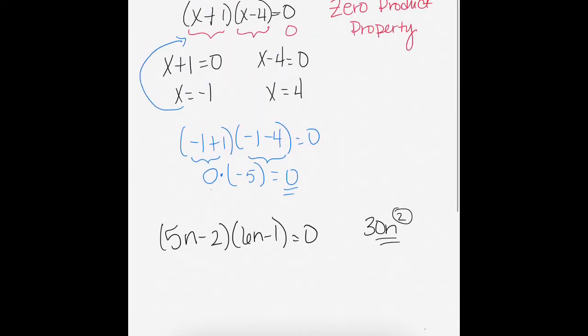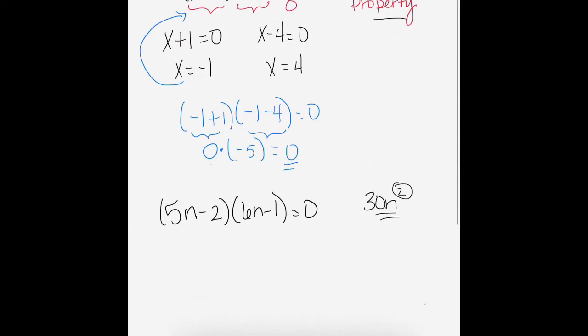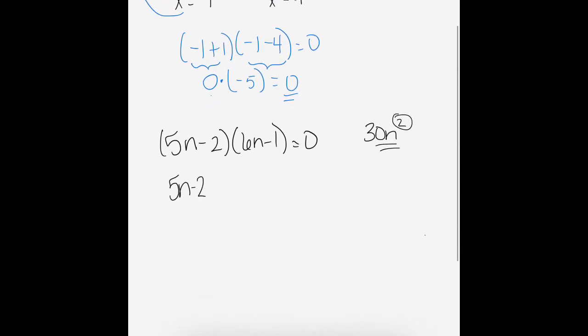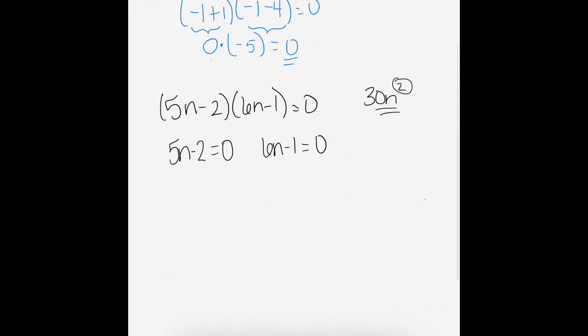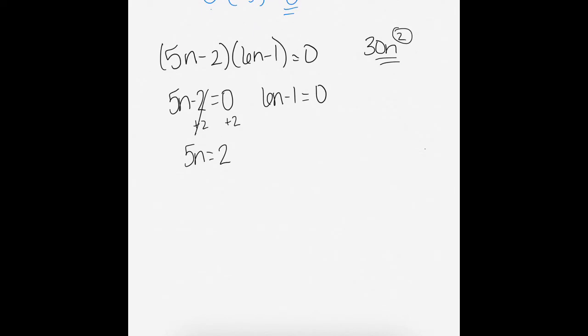So the zero product property says if I set 5n minus 2 equal to 0, then the entire thing will be 0. If I set 6n minus 1 equal to 0, the entire thing will be 0. So algebraically, I solve this. I add 2 to both sides, and these cancel. I'll get 5n is equal to positive 2. Then solving for n, I would divide both sides by 5. Remember, we have to undo everything. 5 over 5 is 1, so I'll get n is equal to, I'm going to leave it as a fraction because that is exact, 2/5.